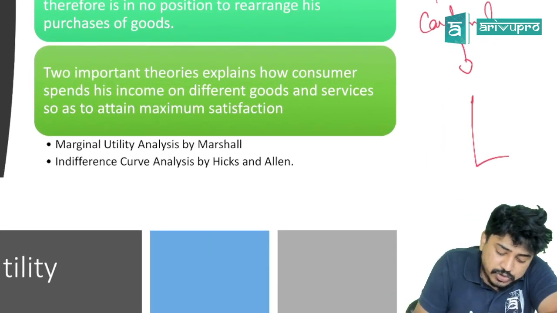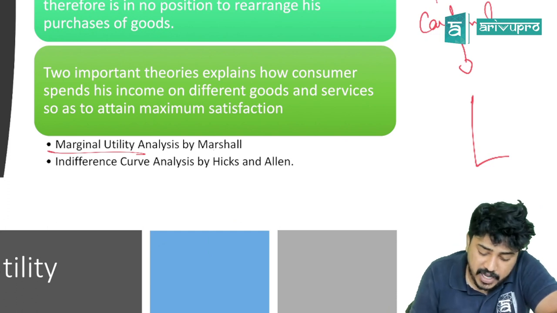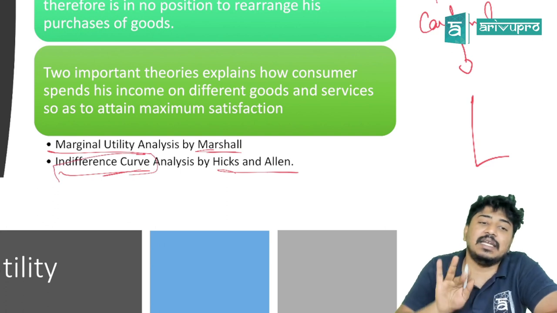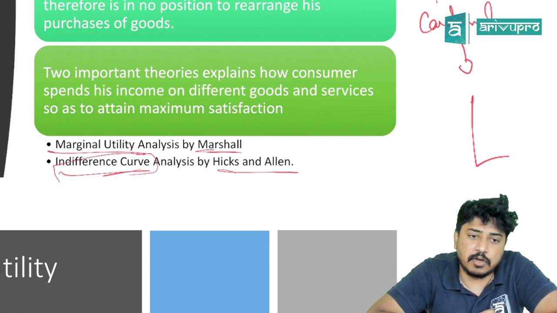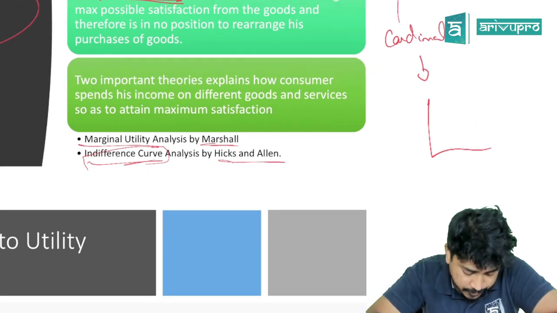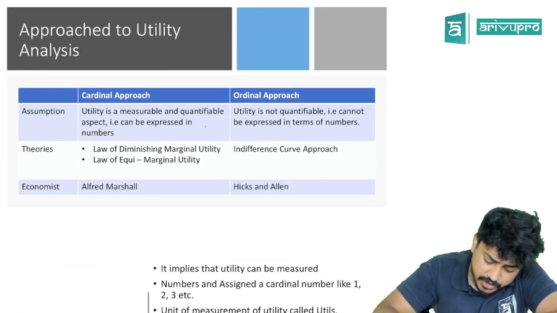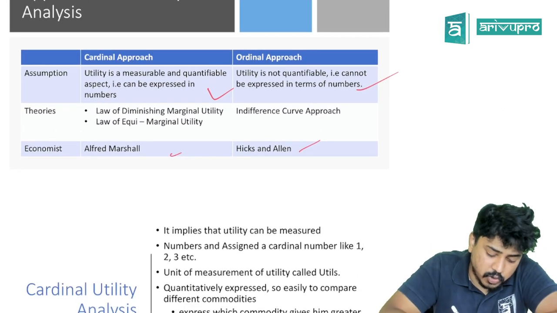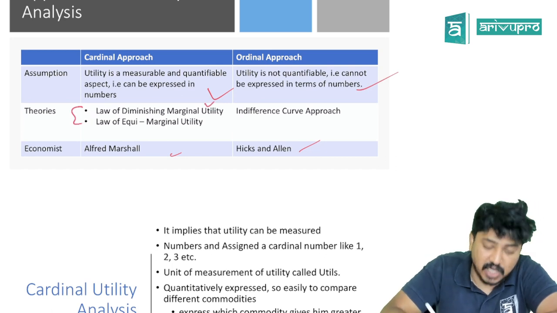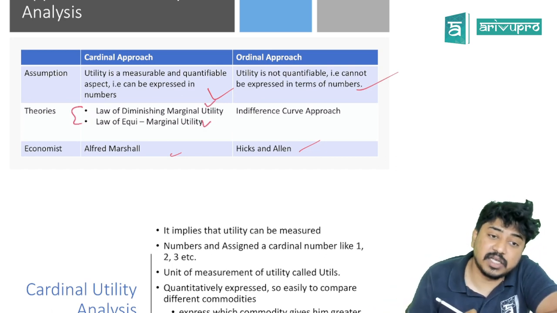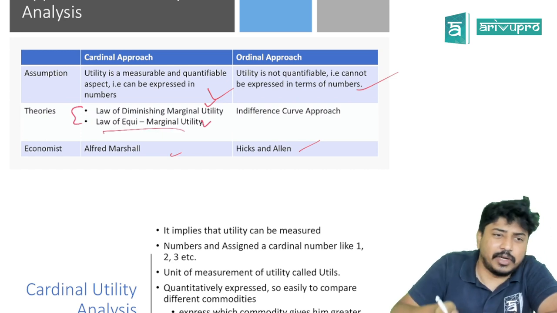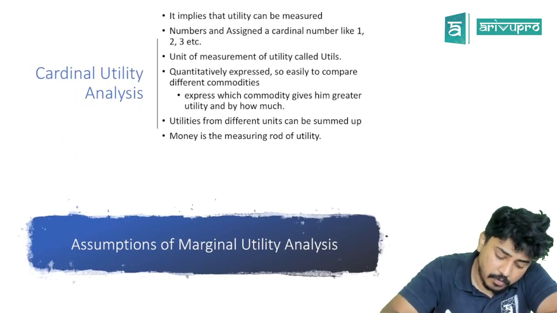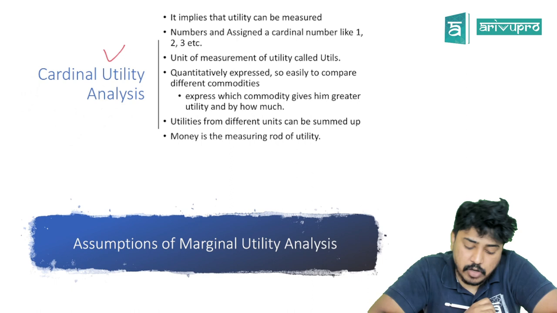For cardinal utility, you studied marginal utility analysis propounded by Marshall, and for ordinal, Hicks and Allen proposed the indifference curve approach. This is what we are going to study going forward. These are the two theories. Under the cardinal approach, there are two further theories: the law of diminishing marginal utility and the law of equi-marginal utility. We'll revise equi-marginal utility when we come to that particular chapter. Done. Cardinal utility analysis. What does it mean?